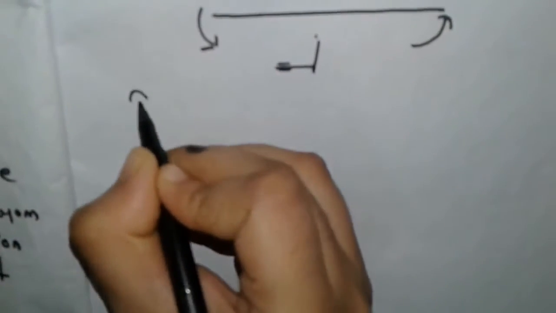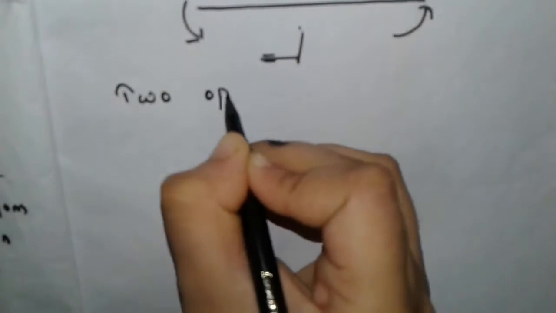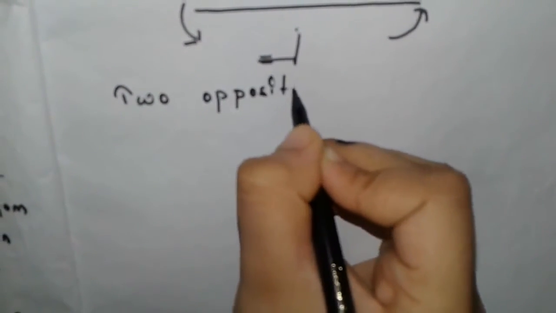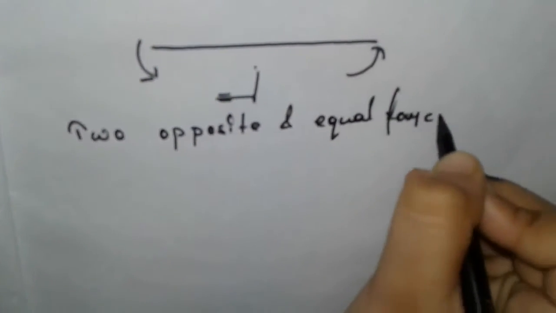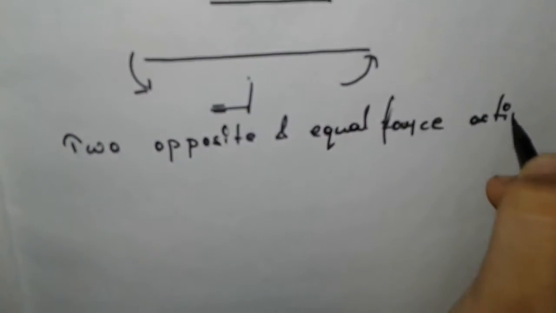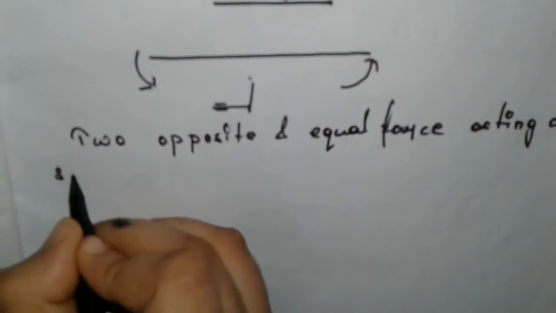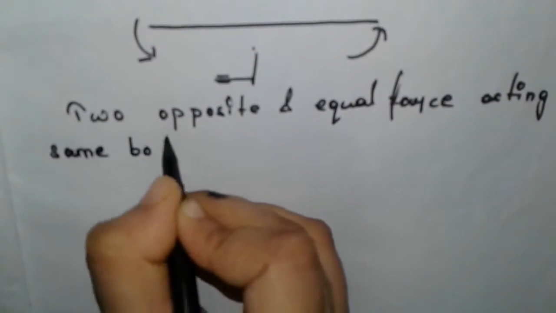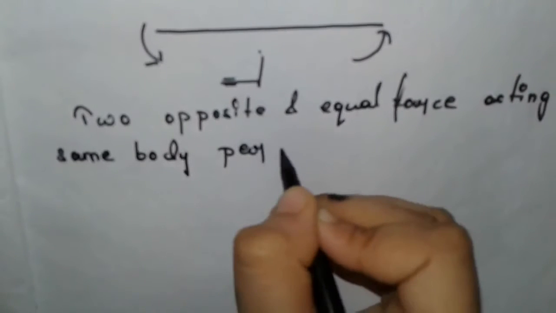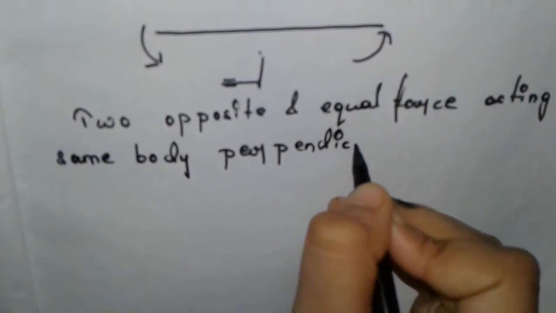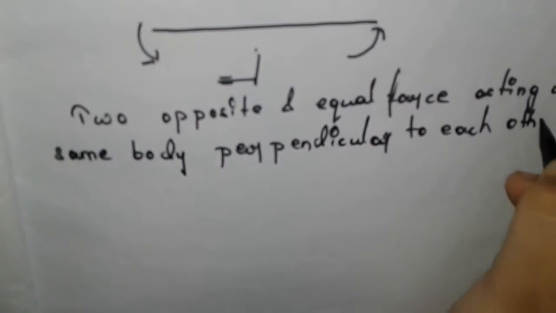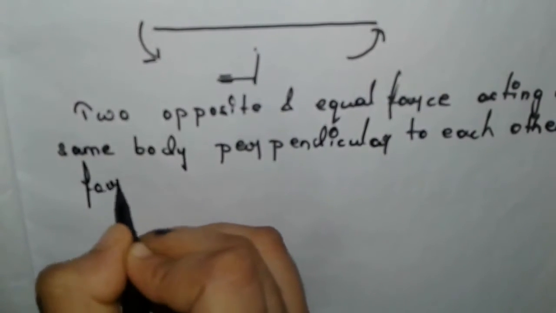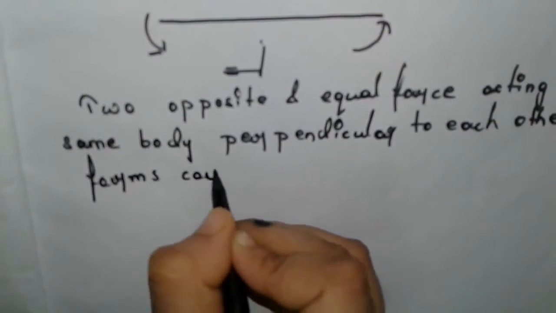What is couple? Two opposite and equal forces acting on the same body perpendicular to each other form a couple.